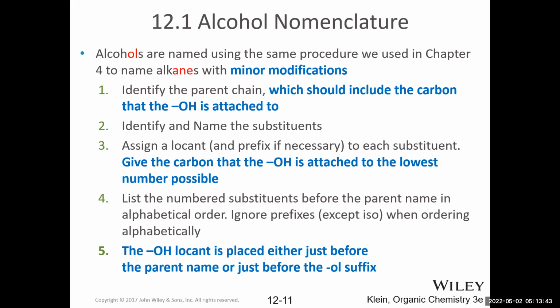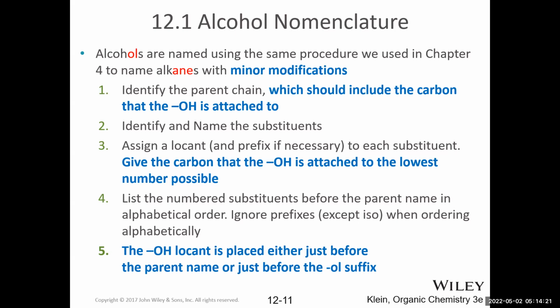So again, alcohols are named using the same procedure as before, again with modifications. The parent chain in this case needs to include the carbon that the OH group is attached to. You still need to identify and name substituents. You want to give the carbon with the OH the lowest number possible. So as we've been covering these functional groups, we've been increasing in priority. So I've mentioned priority before, like I talked about the alkyne has priority over alkyl groups and things like that.